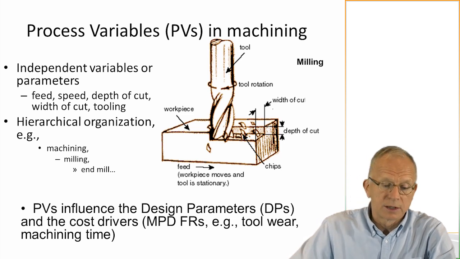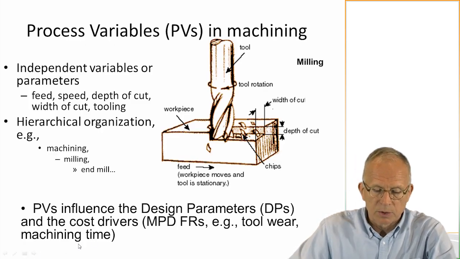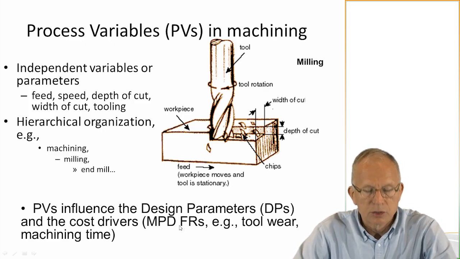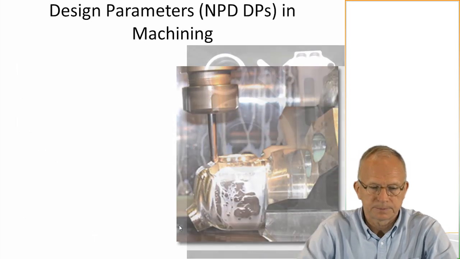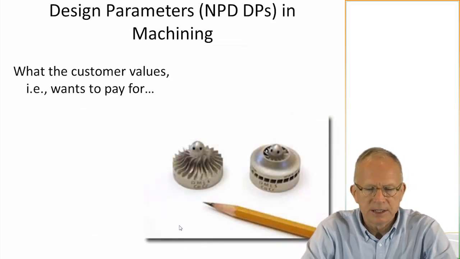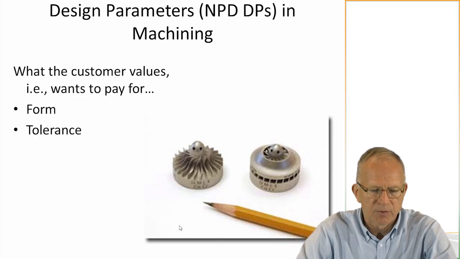We notice, of course, that the PVs influence the design parameters and the cost drivers when we're looking at things like the manufacturing process development FRs, like tool wear and machining time. So the design parameters, the NPDs, the new product development DPs in machining, are what the customer pays for essentially. So form, tolerance, surface quality.